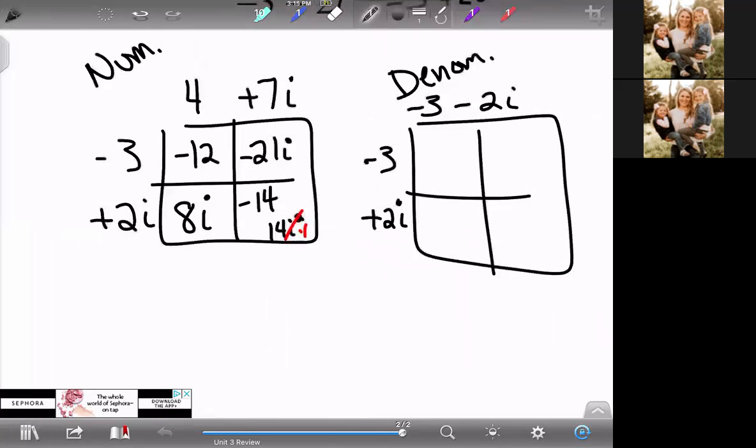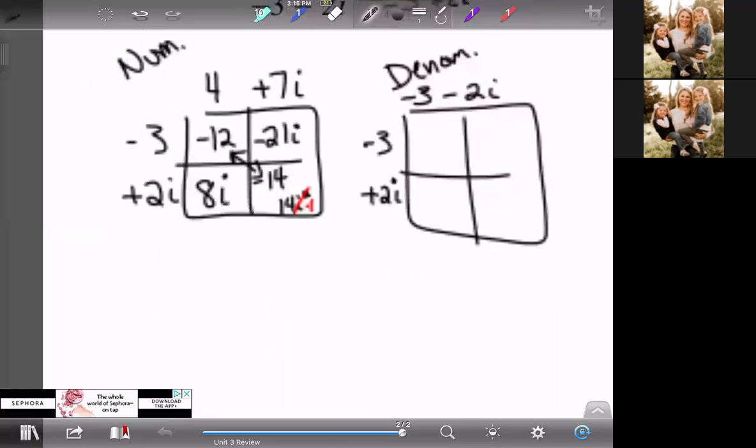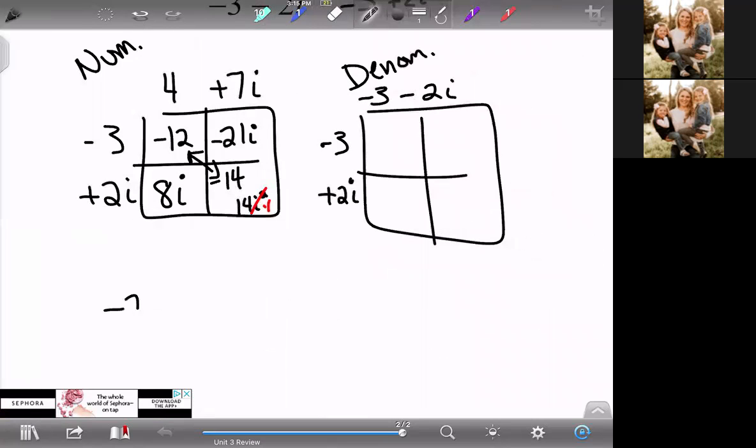I'm going to go ahead and combine like terms here. I'm going to have my real parts first. These two are real, -14 and -12 combined to give us -26. I'm going to combine my imaginary pieces as well. -21i and 8i combined to give you -13i.